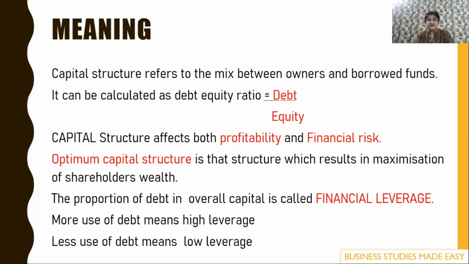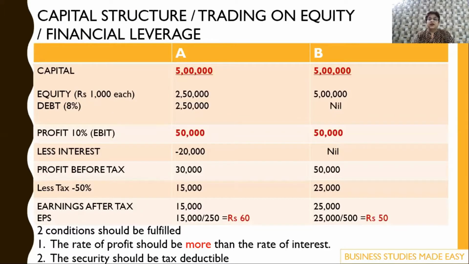What is financial leverage? Financial leverage is the use of debt. So if in the capital structure more debt is used, it is called high leverage. And if less debt is used, it is called low leverage. Now, capital structure is also called trading on equity or financial leverage. It could be asked by any of these three names.